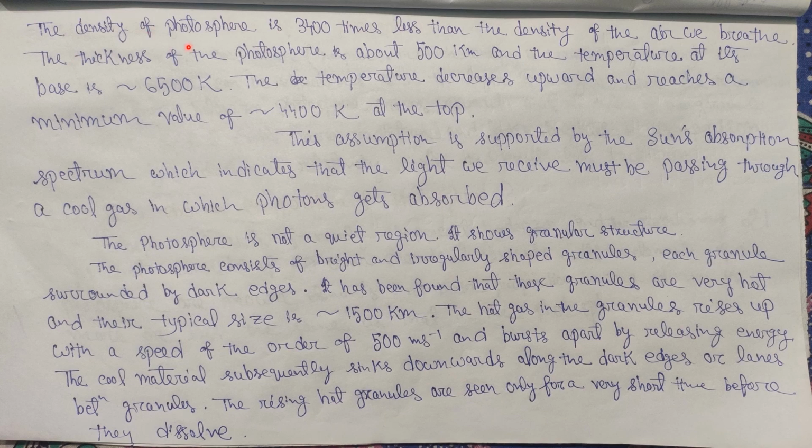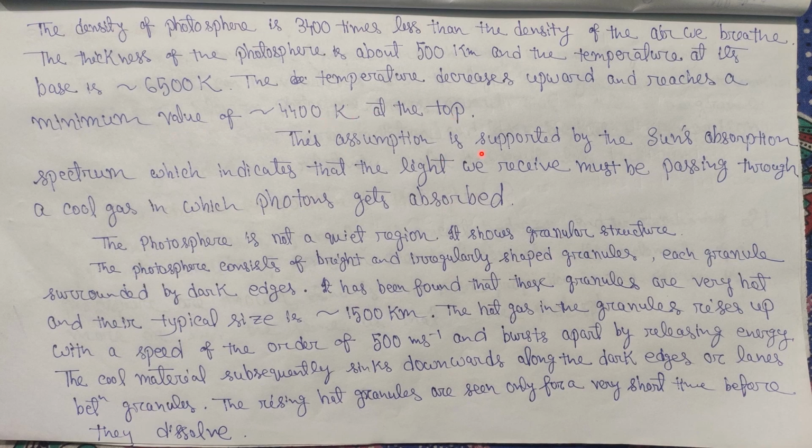The density of the photosphere is 3,400 times less than the density of the air we breathe. The thickness of the photosphere is about 500 km, and the temperature at its base is near about 6500 Kelvin. The temperature decreases upward and reaches a minimum value of 4400 Kelvin at the top.